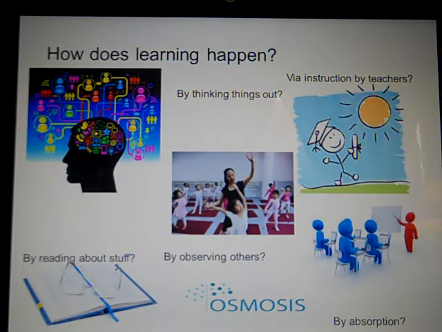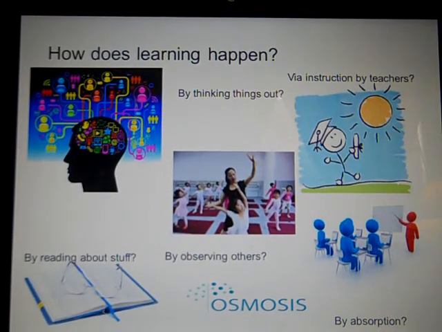So how does learning happen? Do you think things out? I mean, have you ever thought your way through a problem? Maybe it was a math problem or an equation or something of that sort. We can read independently. Sometimes you read books or you go online and you go on your phones and you look at stuff and read. You can learn that way.